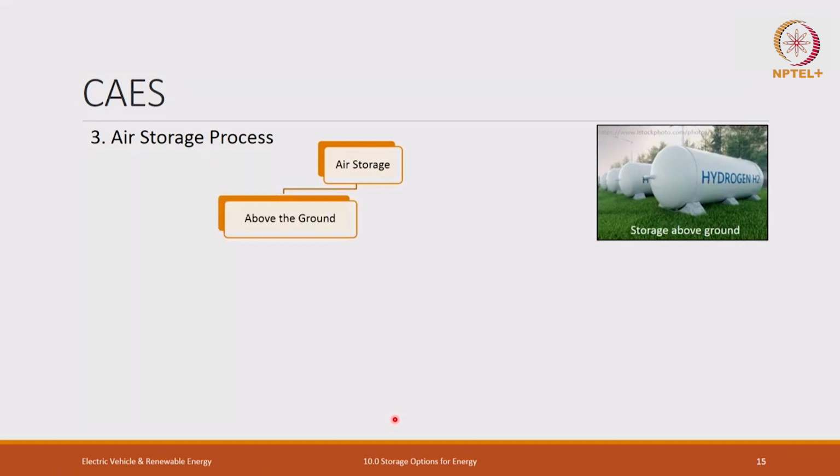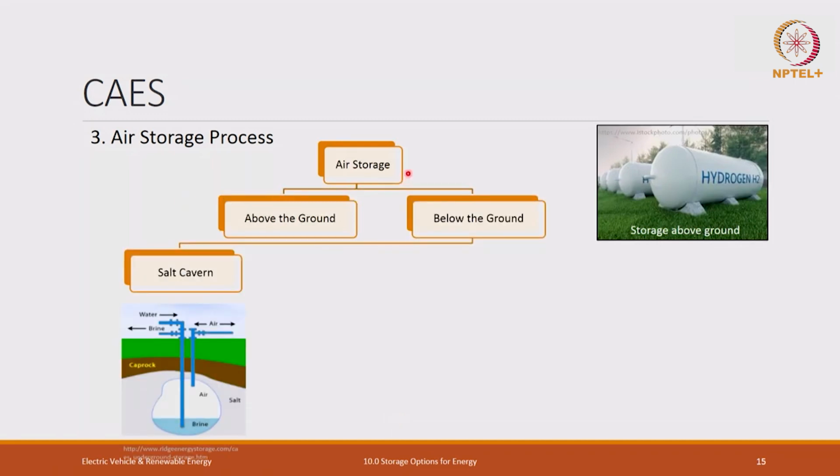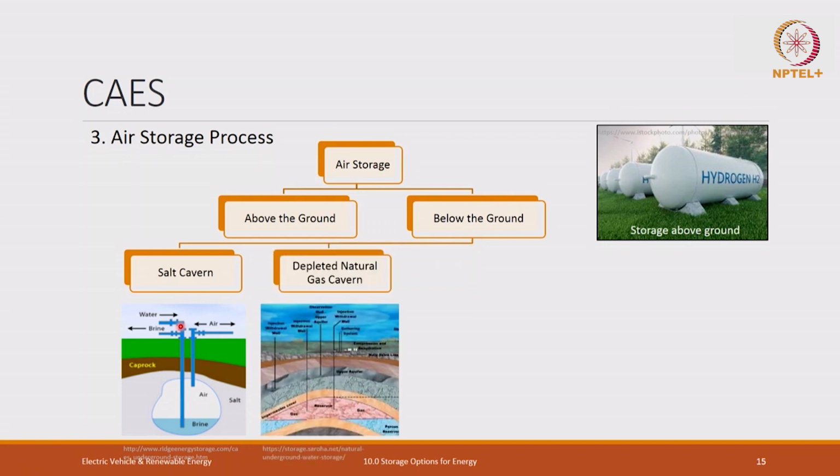How do we store the air? It has air storage. It could be above the ground, like hydrogen H2, in what we call a tanker, or below the ground, where we have salt caverns. In a lot of places, when we take out mining things like coal or something, you have a big pit and most of the time it is closed. When you take out the oil, you are left with a big pit available there. So those things can be utilized.